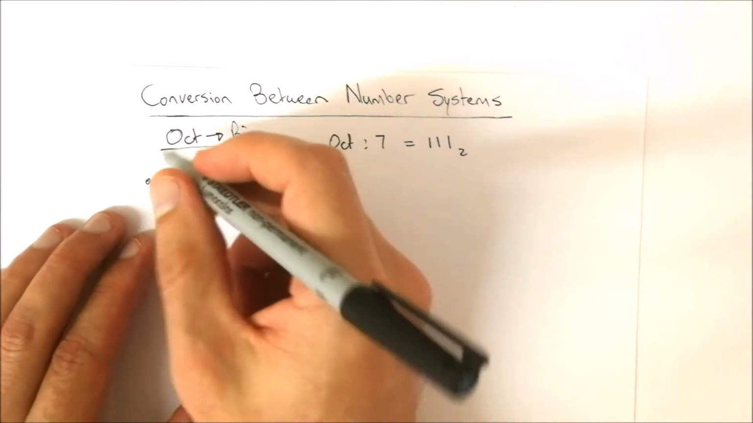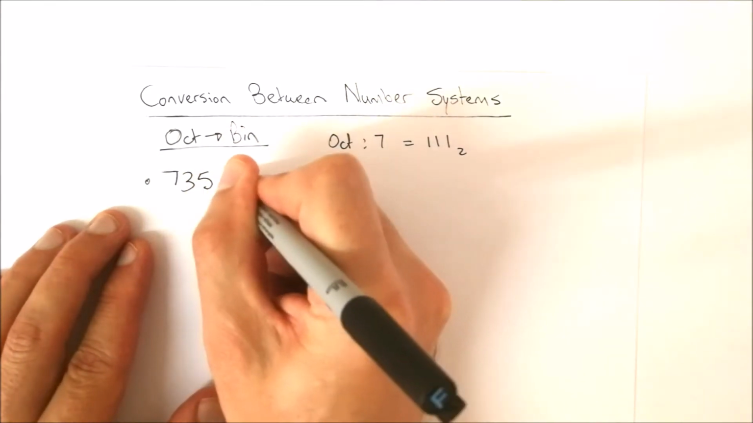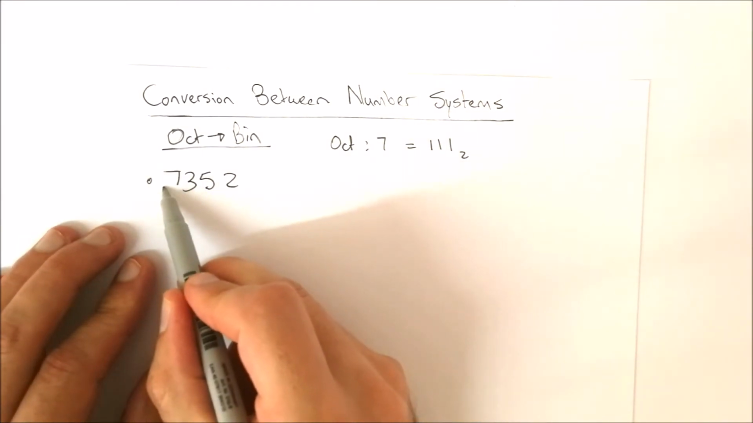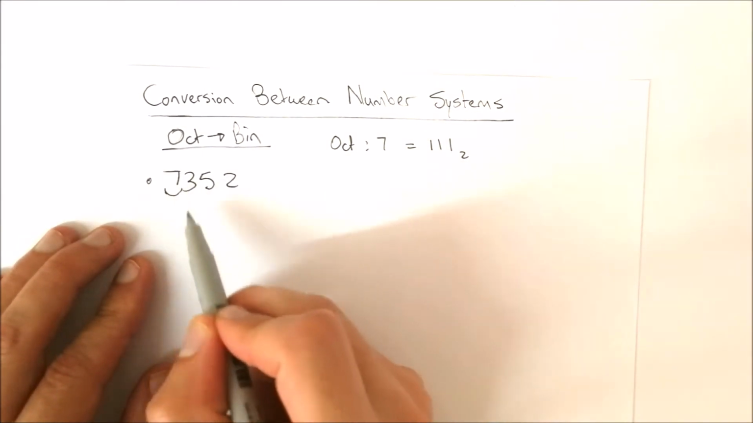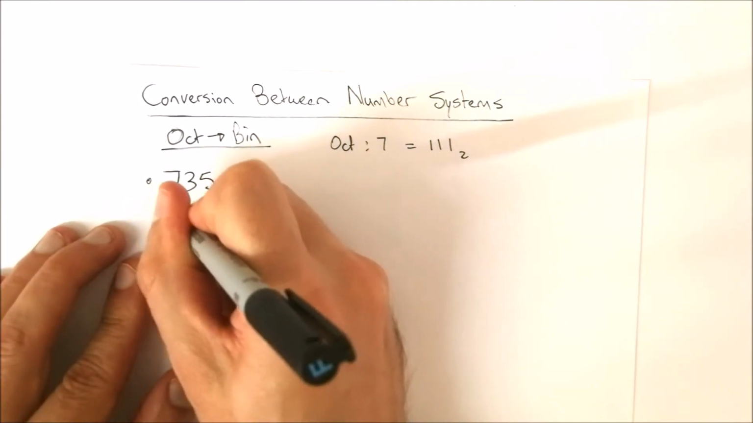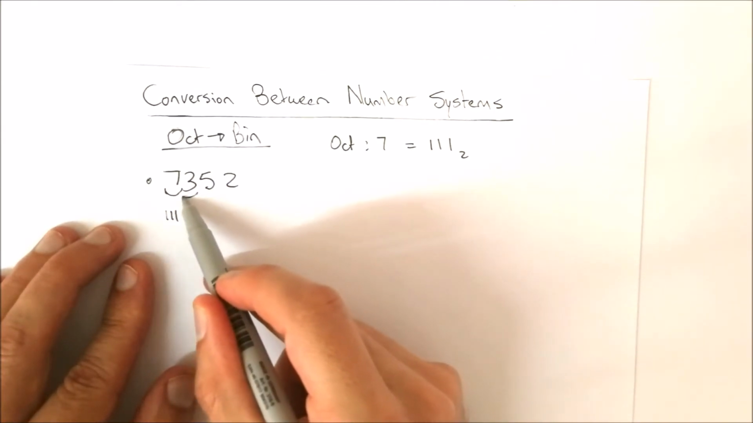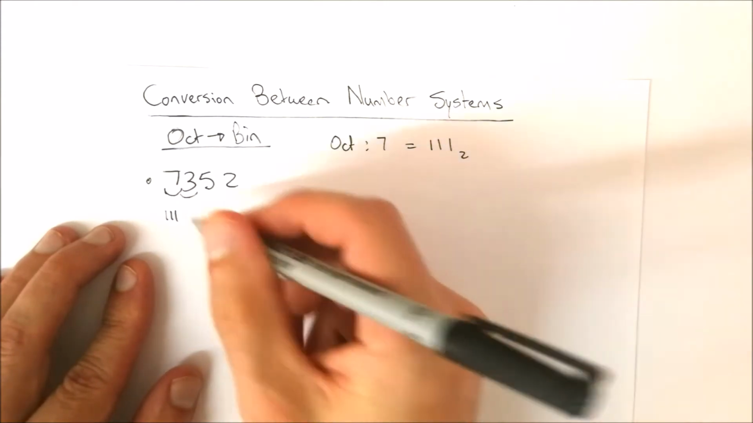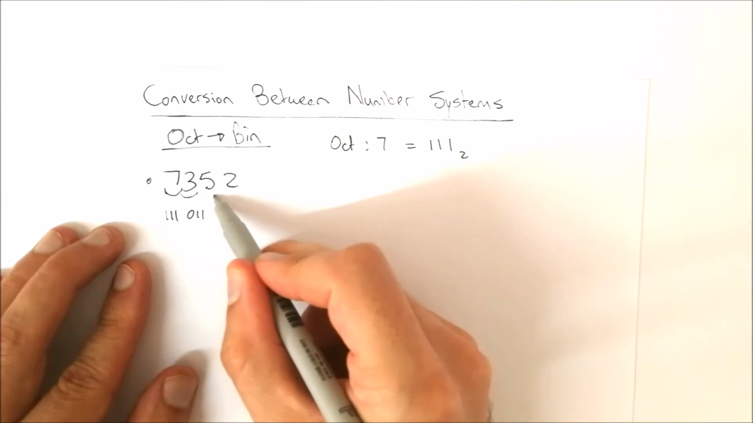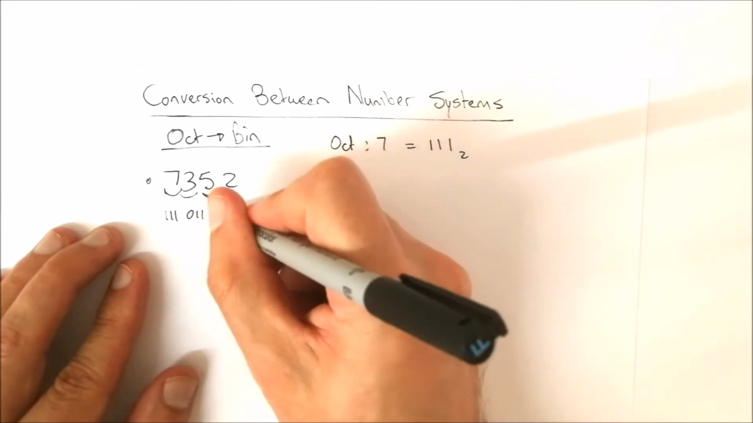Let's say, for example, you've got the number 7352. First thing you're going to do is look at the 7. How do you represent that as a binary number? Well, that is 111. Then we look at the next number, which is a 3. How do you represent 3 in a binary number? Well, that is 011. Then the next number we look at is a 5. How do you represent that 5 as a binary number? Well, that is 101.